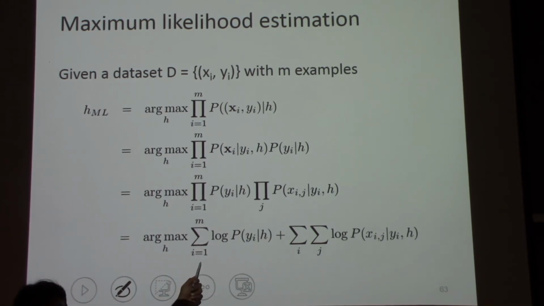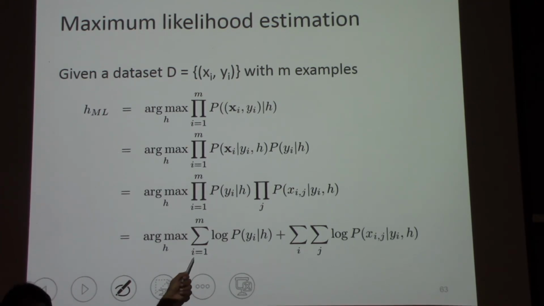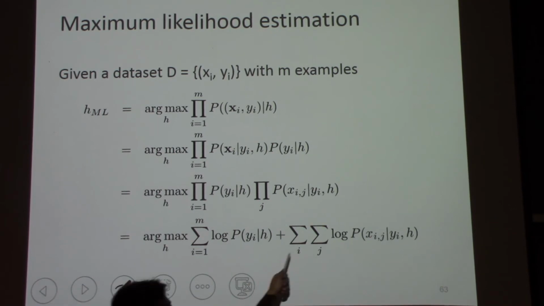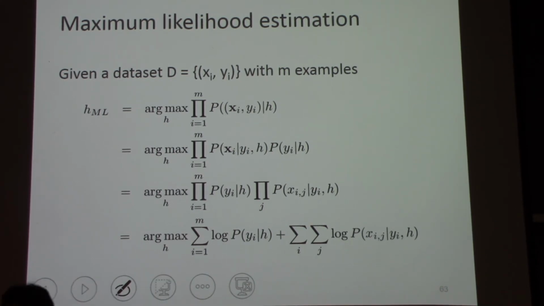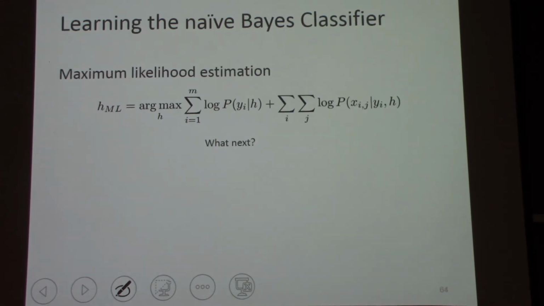The first term in the summation is over each example, it corresponds to this product. And this is simply the summation over each feature. Okay, what now? Have we solved the problem? We haven't, because we need to make another assumption now.